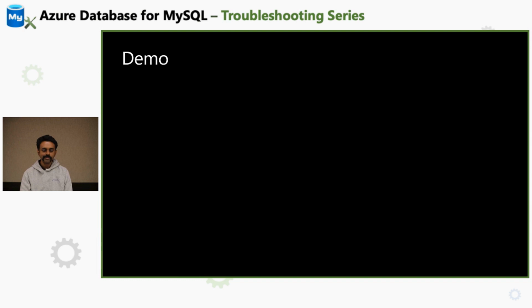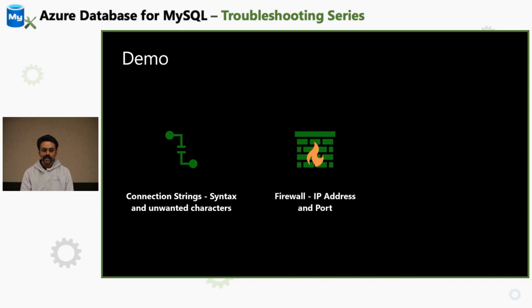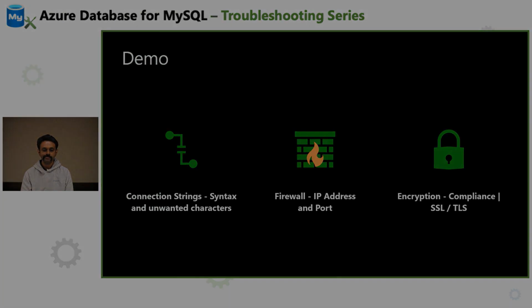The major scenarios we'll cover in today's demo are connection strings and syntax, and how certain characters can cause problems. Firewall, IP address and port, like how you allow it through a firewall or NSG, and how to know your public IP address. And encryption, SSL, like whether to use a server parameter to specify SSL or not, or whether to use a certificate in what situation, and what is the best approach. We'll learn that.